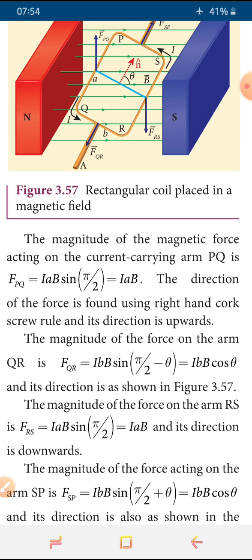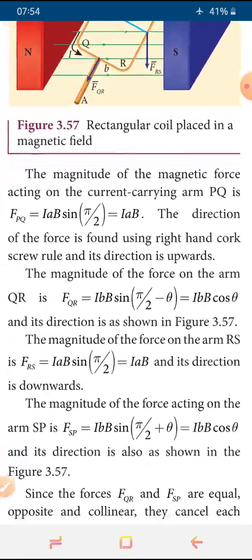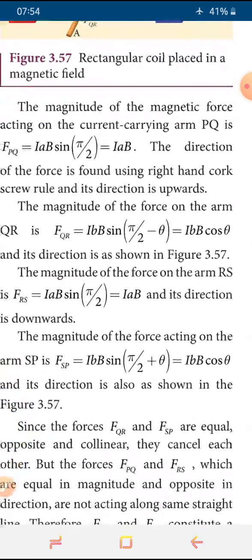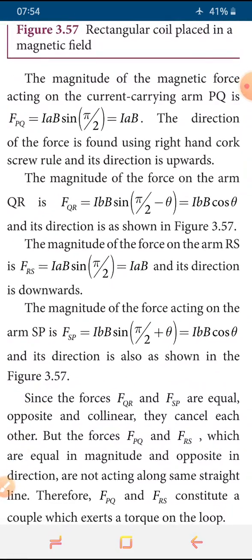And next we are giving the magnitude of the force on the arm RS. That is FRS equal to, we can write as IAB sin pi by 2. And here sin pi by 2 is taken as 1. Then the equation will become IAB, and the direction is acting downwards. Again we are using the corkscrew rule to explain the force. And the magnitude acting on the arm SP, that is the top of the rectangle.